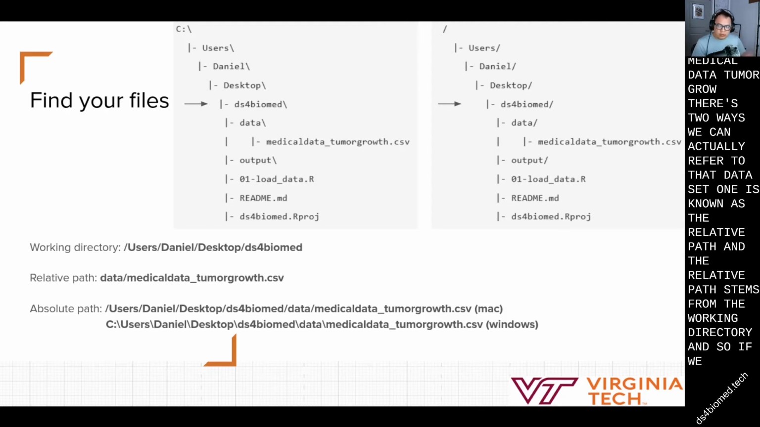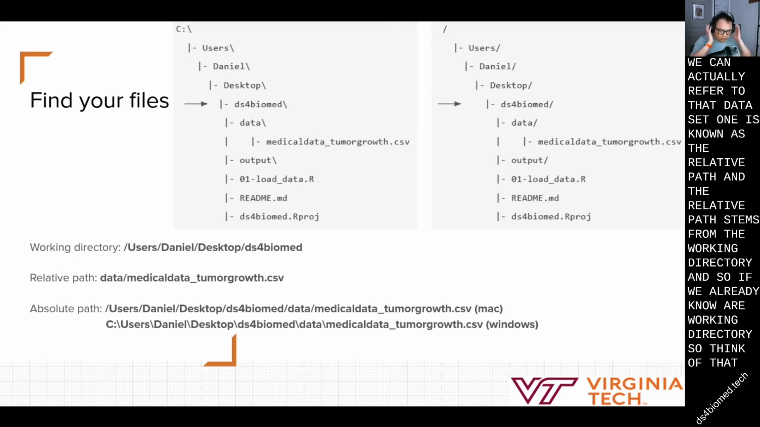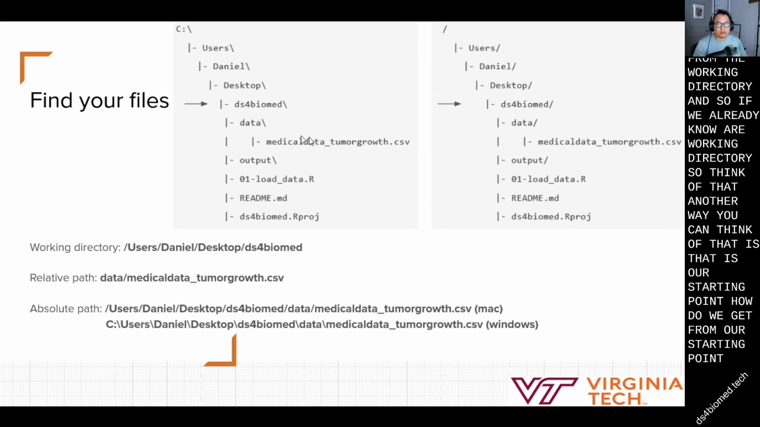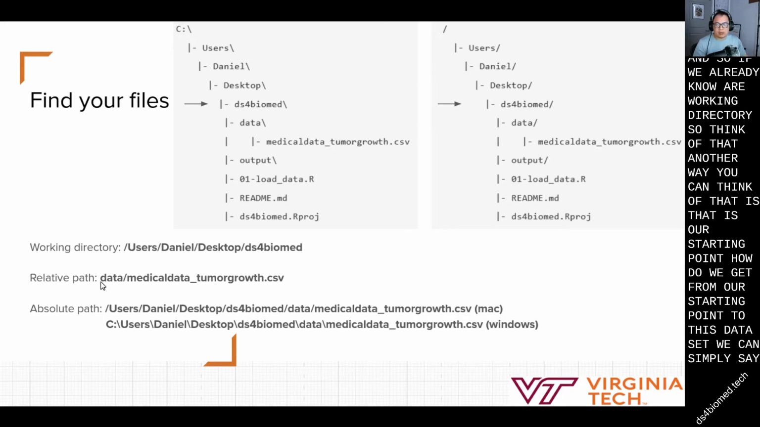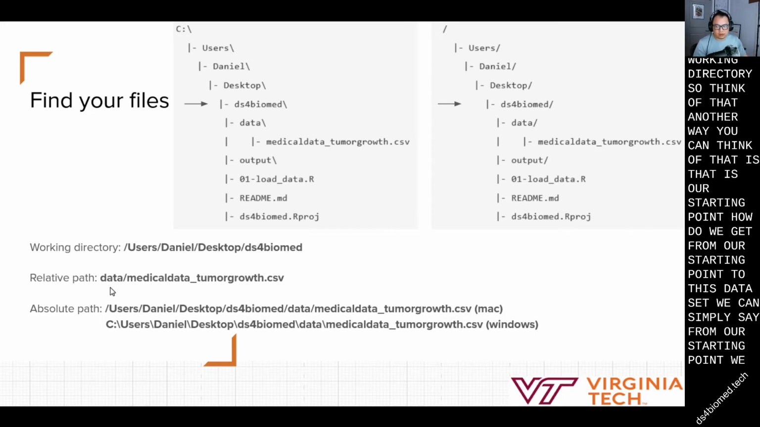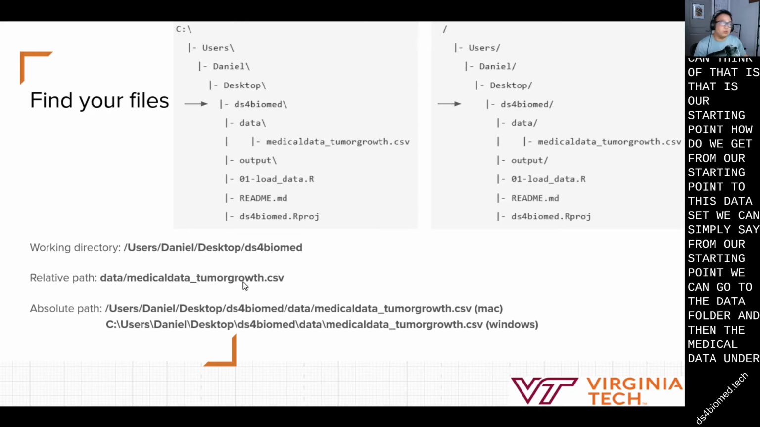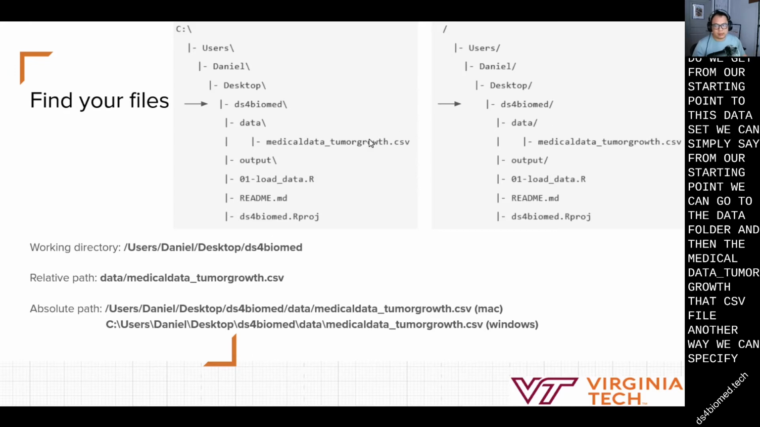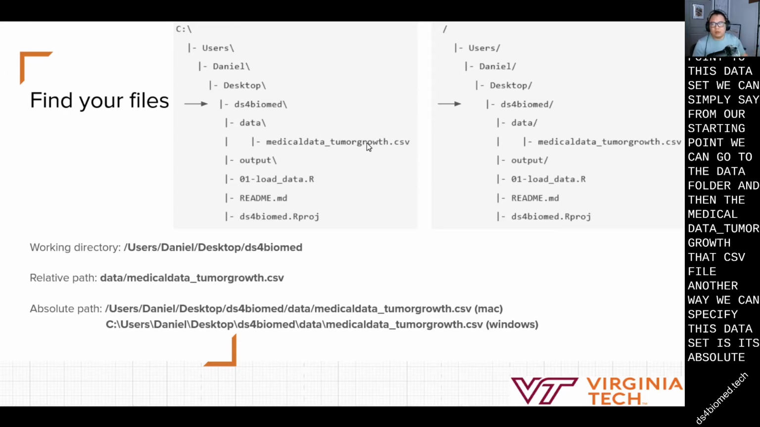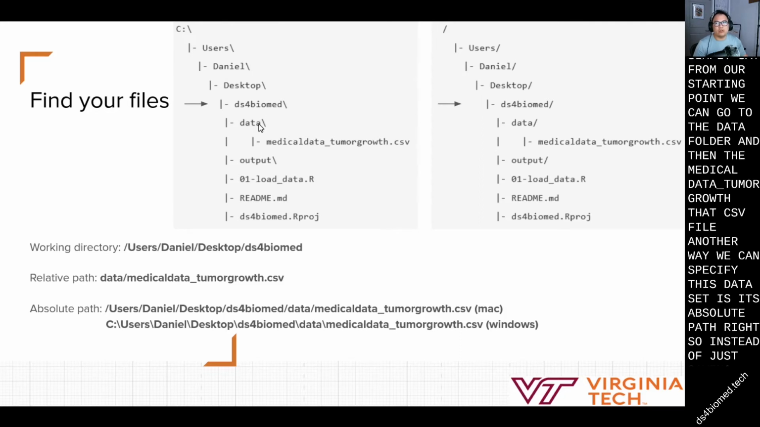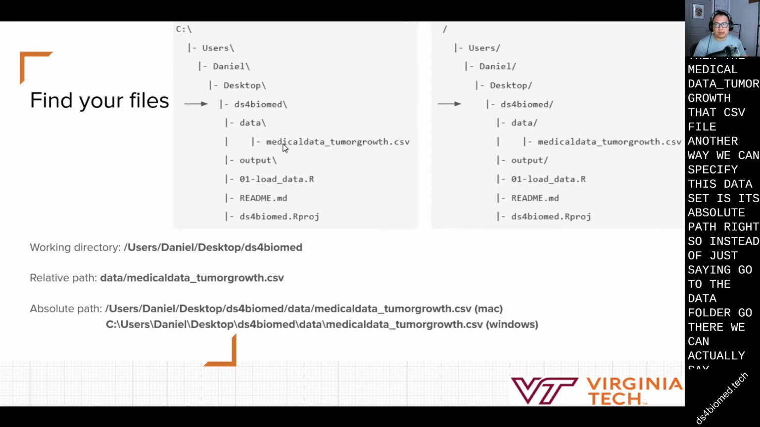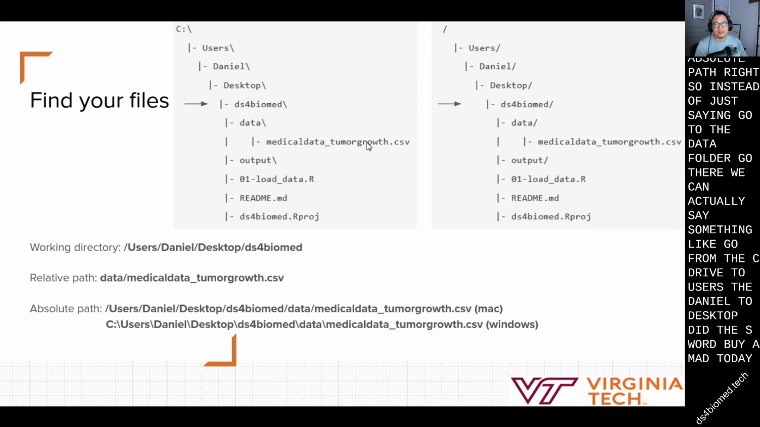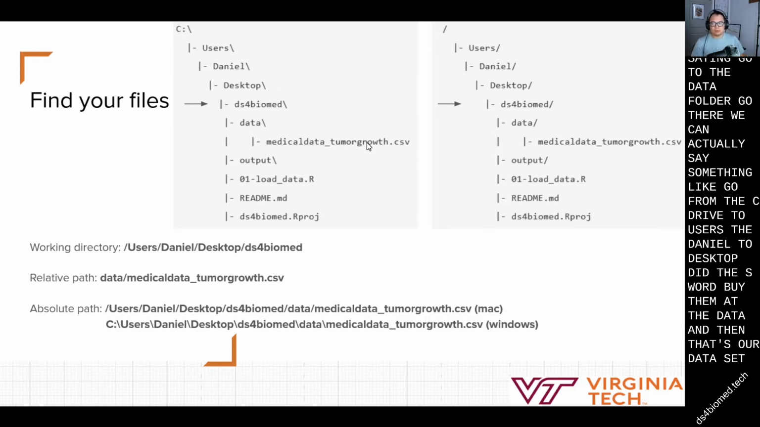Another way to think of that is as our starting point. How do we get from our starting point to this data set? We can simply say, from our starting point, we can go to the data folder and then the medical data_tumor growth.csv file. Another way we can specify this data set is its absolute path, right? Instead of just saying go to the data folder, we can actually say go from the C drive to users to Daniel to desktop to ds4biomed to data, and then that's our data set.